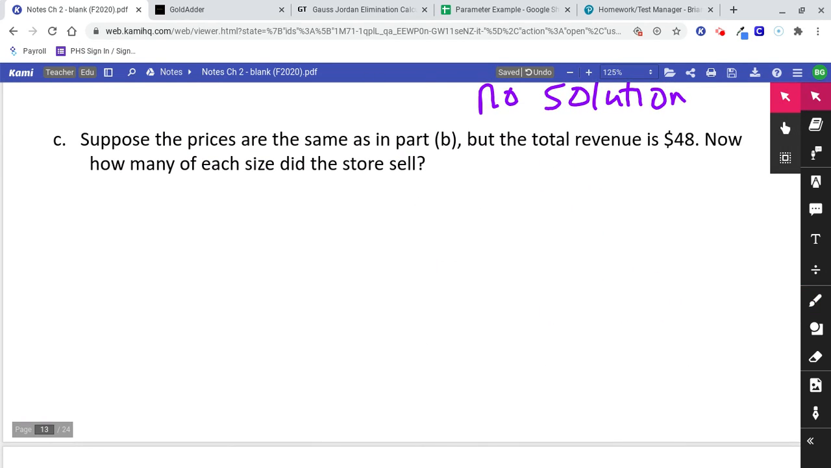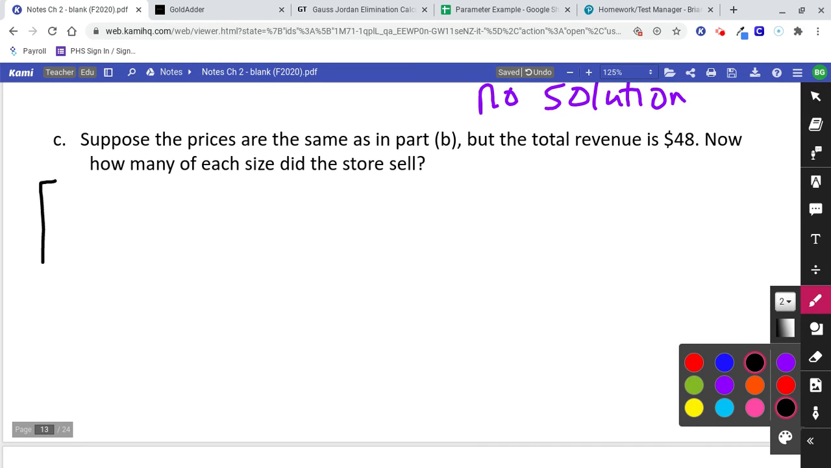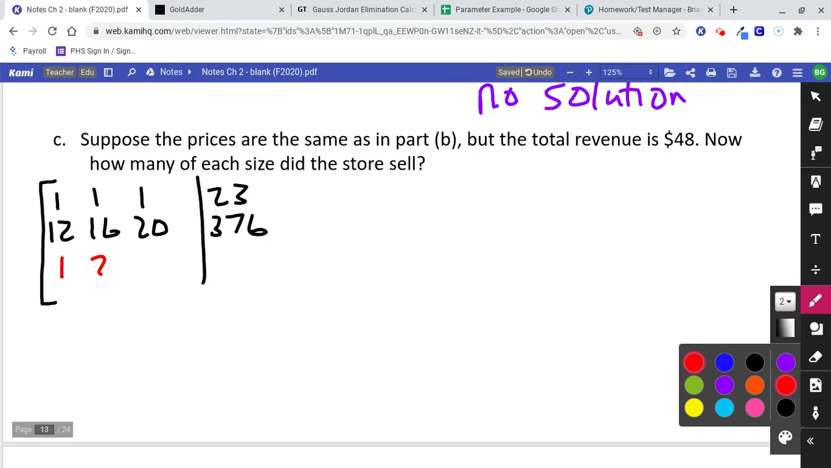C, suppose the prices are the same in part B, but the total revenue is 48. All right, so remember our matrix was 1, 1, 1, 23, and 12, 16, 20, 376. And we had changed those prices in part B to 1, 2, and 3, but now we're going to change the dollar amount to 48.